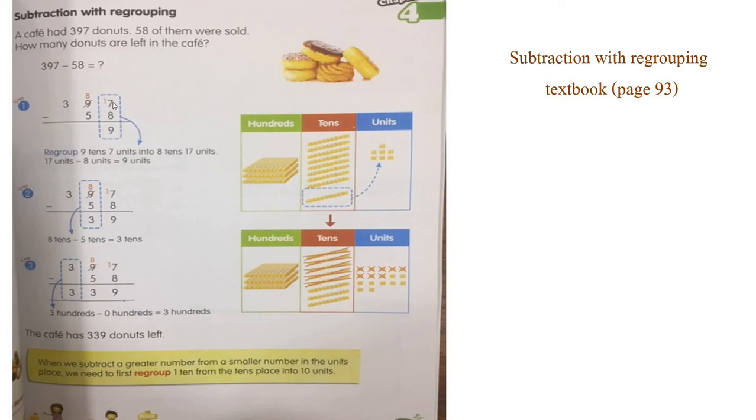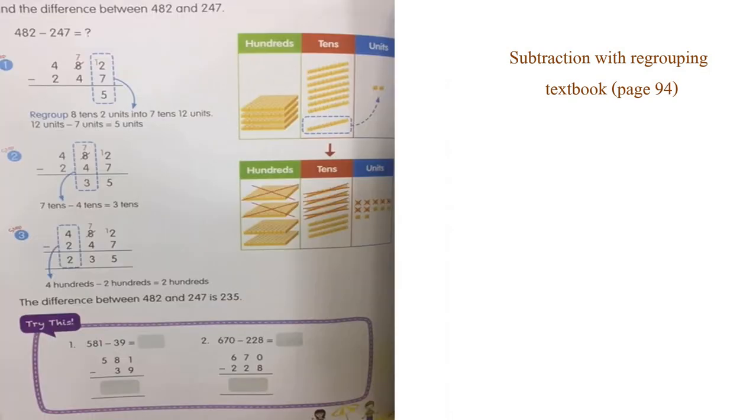So when we subtract a greater number from a smaller number, taking 8 from 7, the smaller number in the units place, we need to regroup 10 from the tens place into the units place. So I take it from this group and put it with this group. So I will regroup this number.